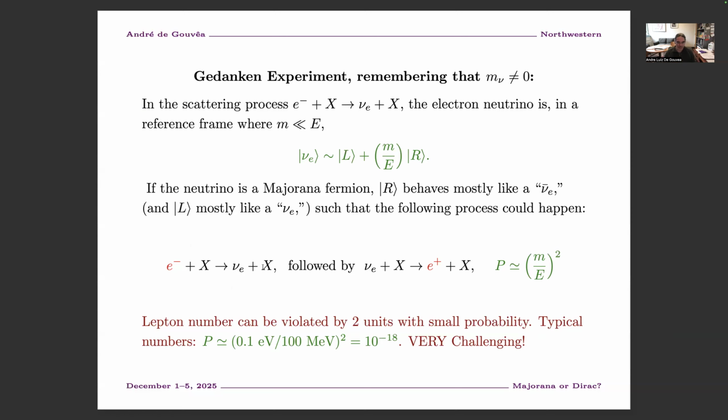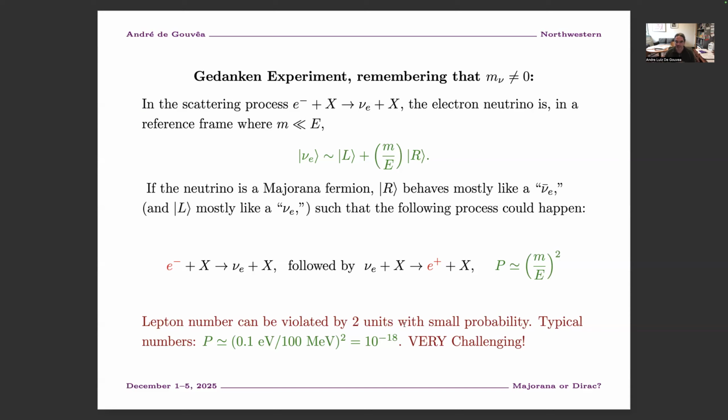But the message I want to leave you with is that the probability for that happening is proportional to the neutrino mass squared divided by the typical energies of your system, which for any experiment that you can think about will be super tiny.